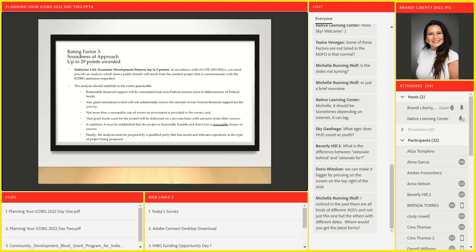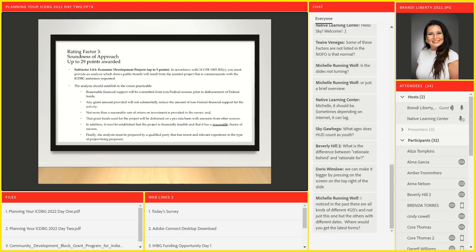That any grant amount provided will not substantially reduce the amount of non-federal financial support for the activity. That not more than a reasonable rate of return on investment is provided to the owner, and grant funds used for the project will be dispersed on a pro rata basis with amounts from other sources.